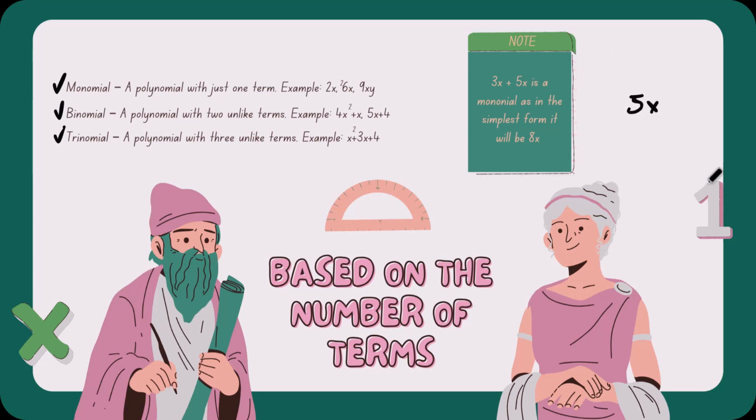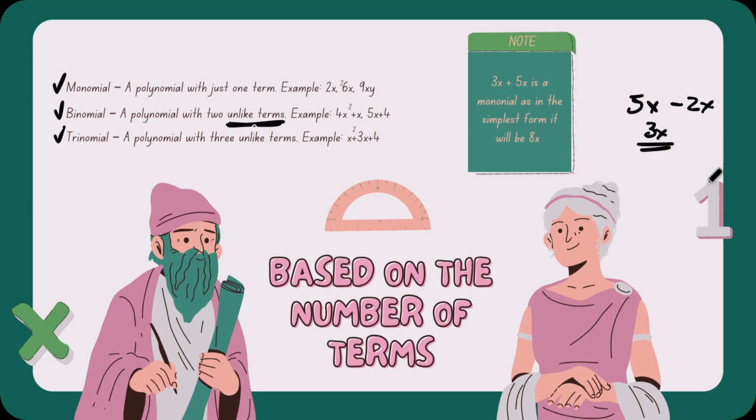When does it become a binomial? A polynomial with two unlike terms. What is the idea of a like term? 5x and minus 2x are like terms. Why? The x is the same, correct? X raised to 1 in both, right? So 5 minus 2 will become 3x. So this becomes what? It becomes a monomial. There is only one term now. So like terms can be simplified, so it has to be unlike terms. Like terms can be simplified and we'll get a monomial or a binomial.